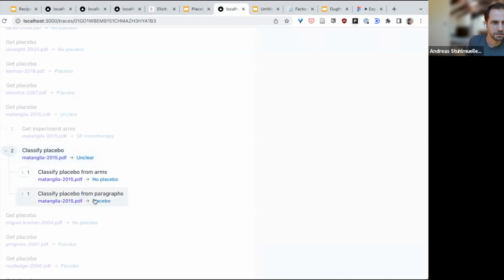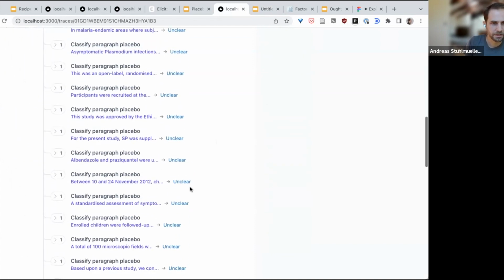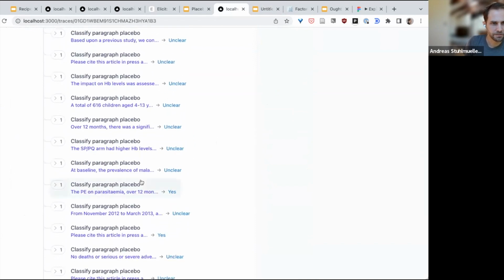So classifying from paragraphs is incorrect. And then we want to know, where does this incorrect judgment come from? We can just look through the different paragraphs, and here's a paragraph where the model said, yes, it used the placebo.